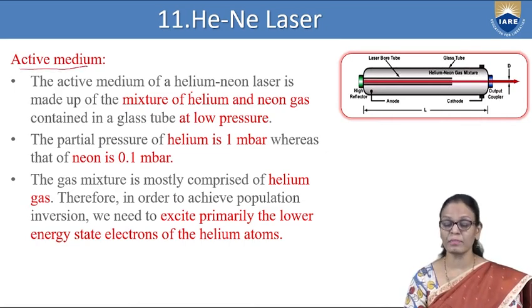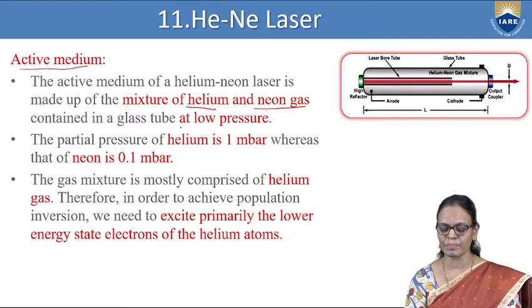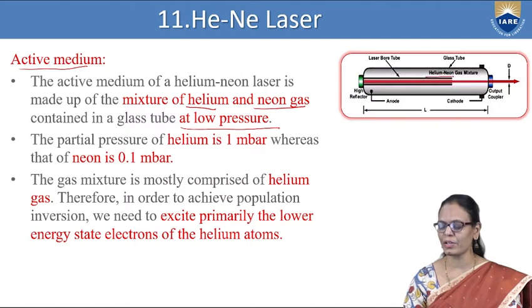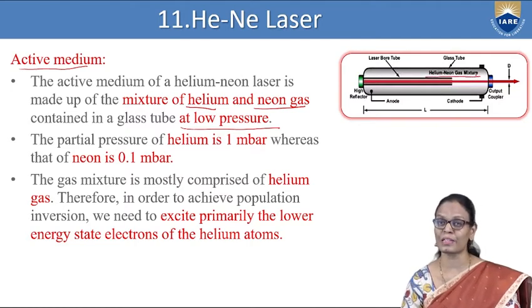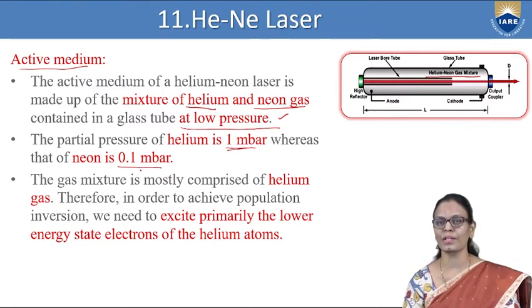The active medium is a mixture of helium and neon gas, which is contained in the tube at low pressure. So in this tube, if you see here, it consists of a helium neon gas mixture. That will be the active medium, and it is kept at low pressure. What is the pressure? The partial pressure of helium is 1 millibar and that of neon is 0.1 millibar.